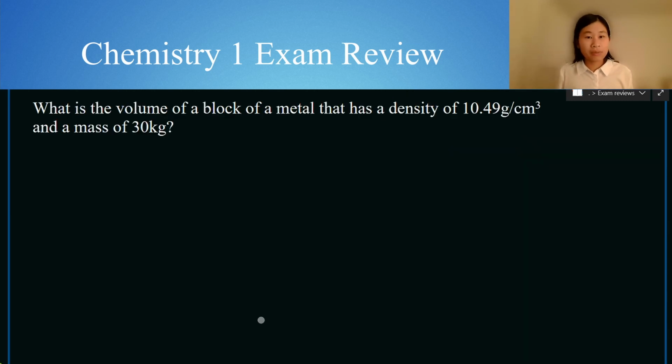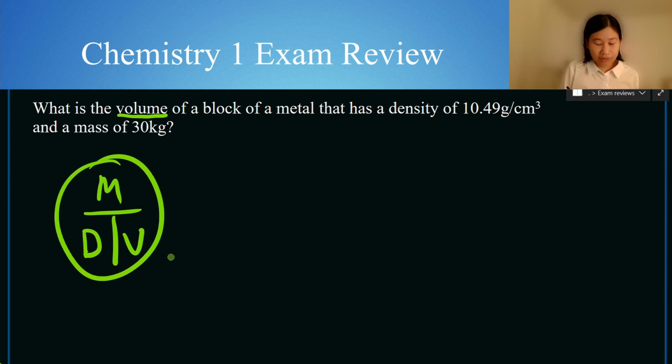What is the volume of a block of a metal that has a density of 10.49 grams per centimeter cubed and a mass of 30 kilograms? Alright, so what am I trying to find? Well, I'm trying to find volume. Now, shortcut is that I use this little circle and I cover up the unit I want, which is volume, and I am left with volume equal to mass over density.